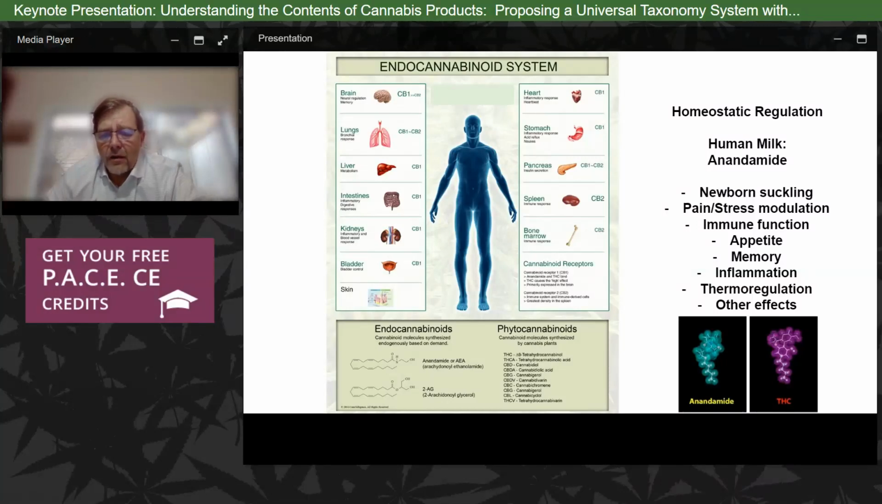And then the endocannabinoid molecules are essentially endogenous, our own body-produced molecules. The major endocannabinoids in our body are anandamide, abbreviated AEA, and 2-arachidonyl glycerol, which is abbreviated as 2-AG. These endocannabinoids are produced on demand by our bodies.